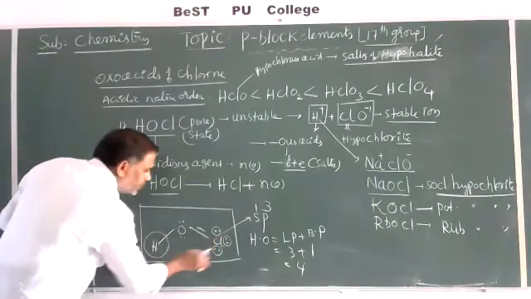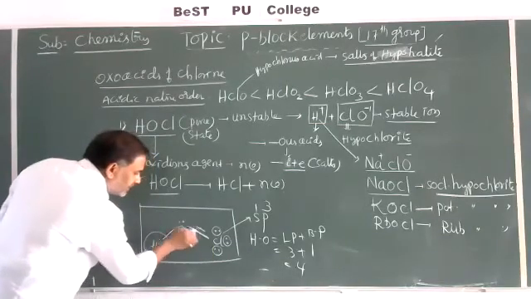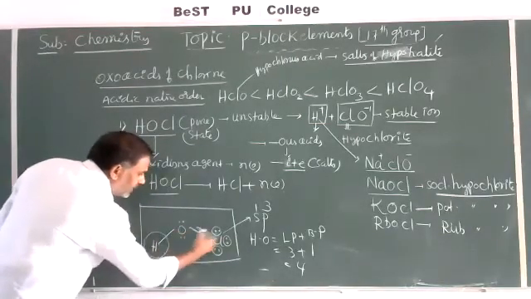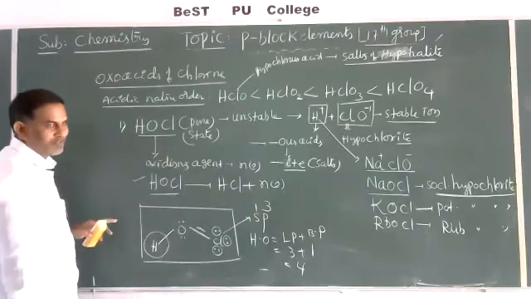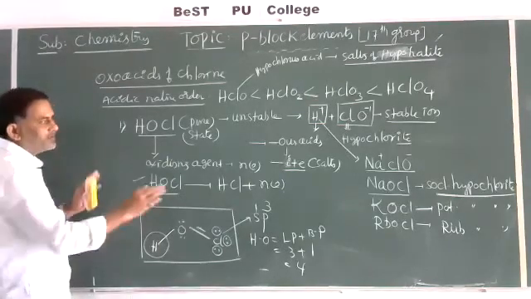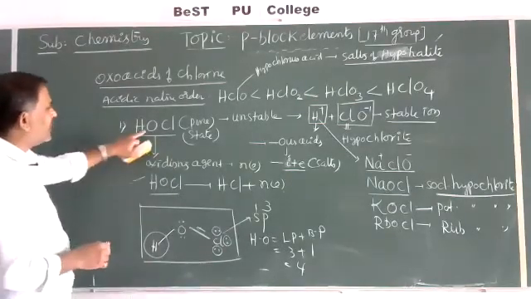Lone pair repulsive forces are there. We can take the shape as linear, or we can take it as an angular shape. Okay, this is the story about the first one, HOCl.